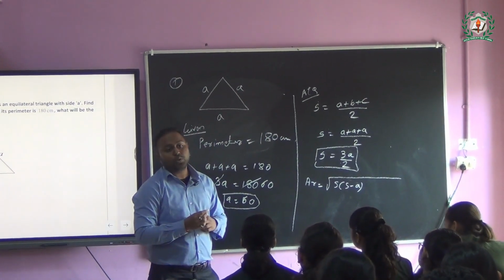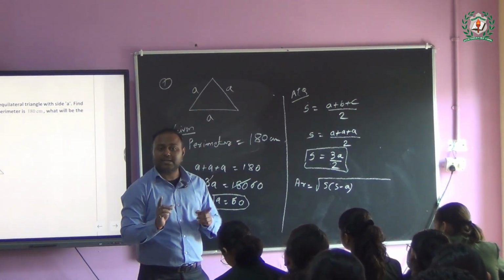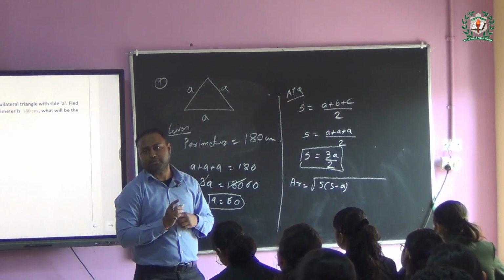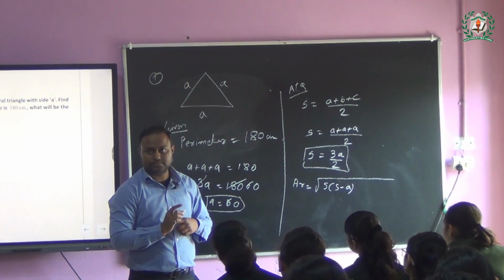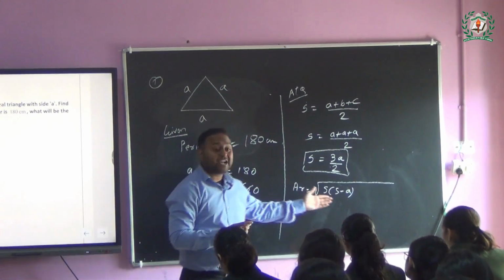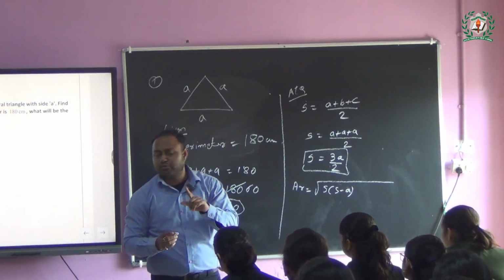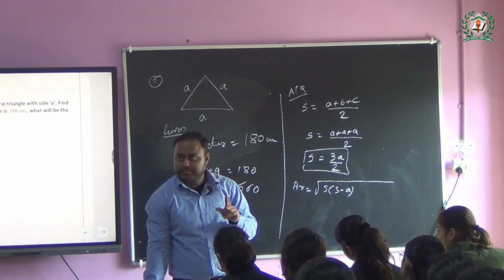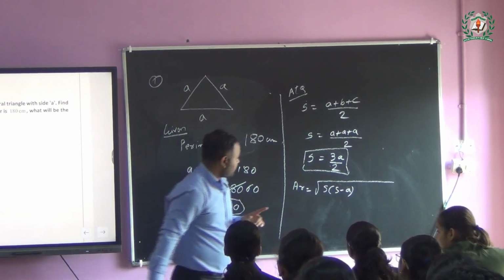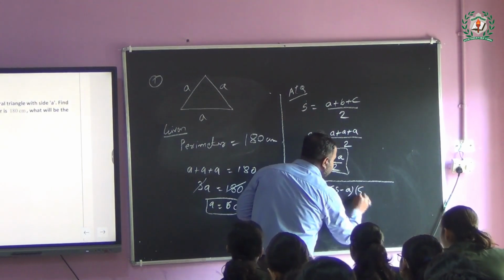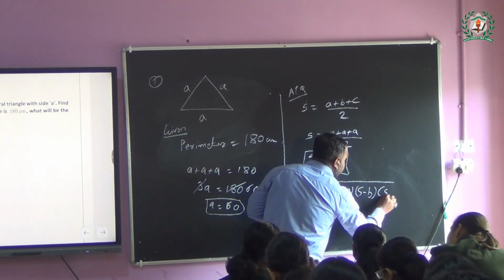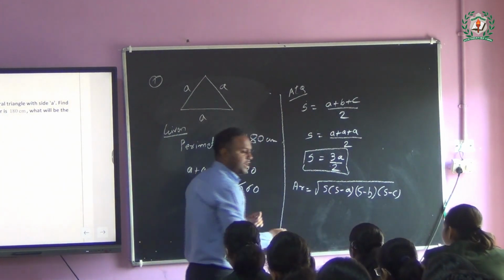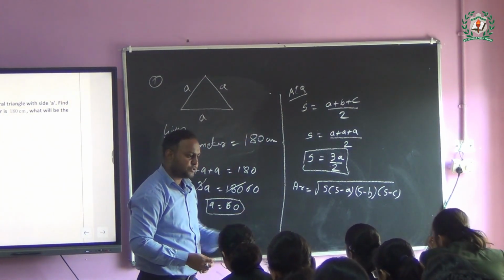In an exam, you have to write the formulas exactly as given in our NCERT book. Is that clear? And then you will change according to the condition. Please mark my word, you will change according to the condition. That becomes now S minus B, S minus C. Okay, class? We have this much.